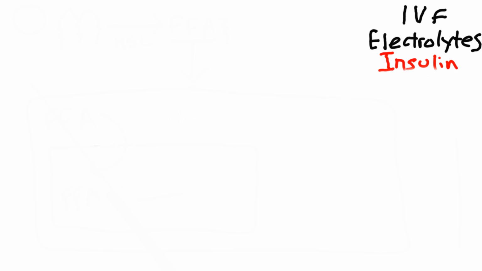There are three things we do to treat somebody who has DKA. Number one, we tank them up with some IV fluids. Number two, we replete their electrolytes. And number three, when they're good and ready, we give them some insulin.